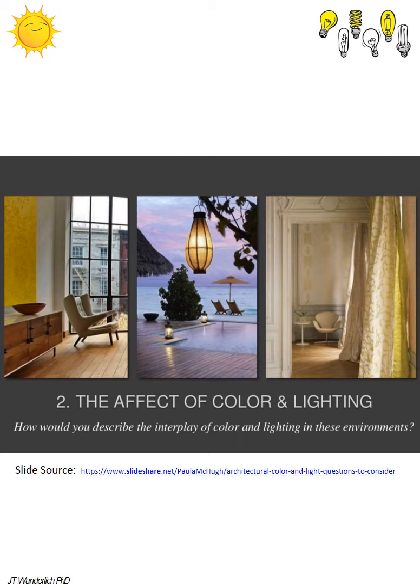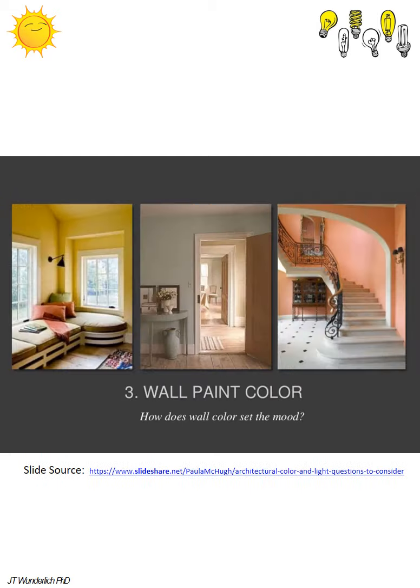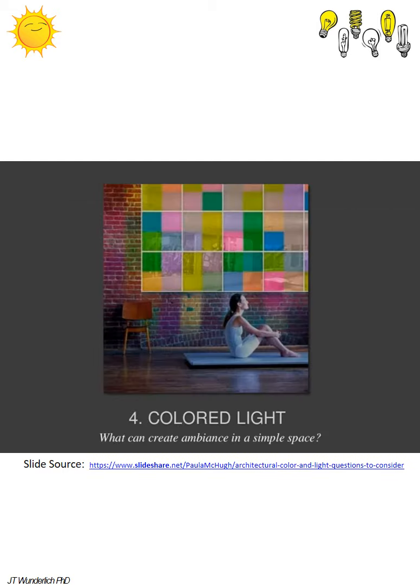Effect of color and lighting. Wall paint colors definitely have an effect on the lighting. Colored light, whether you color the lens itself, or it's a pigment in the mixing of the glass, or a diffuser, or different ways to make the light colored. LEDs do it via the technology internally.